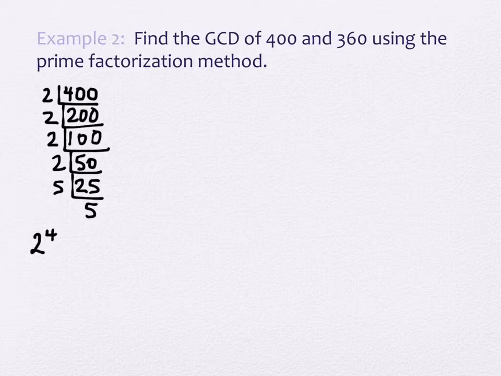4 times 5 to the second. Very good. This is the prime factorization for the number 400. Our second number is the number 360.